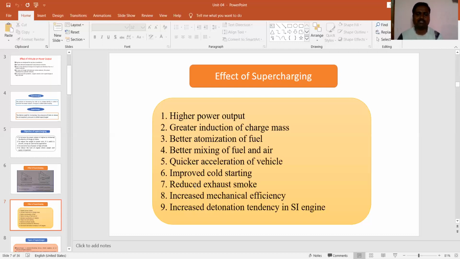Next one is increased detonation tendency in SI engine. This is the drawback of supercharging. When we utilize the supercharging concept in an SI engine, the detonation tendency will be increased. These are some effects of supercharging on the performance of SI as well as CI engines.